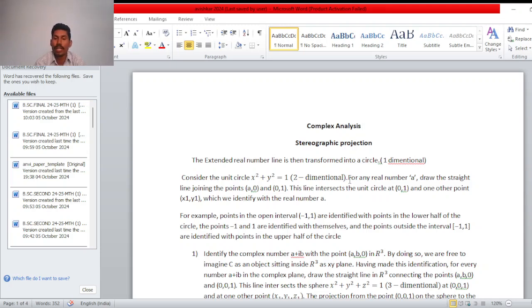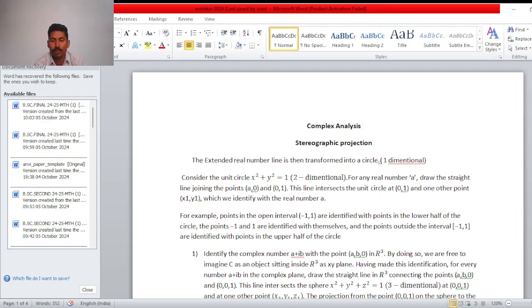For any real number a, draw a straight line joining the points a comma 0 and 0 comma 1. A comma 0 is the point on the line, and 0 comma 1 is the point on the circle called the north pole. This line intersects the unit circle at the point 0 comma 1 and one another point x1 comma y1, that is the corresponding point on the circle of the point a comma 0.